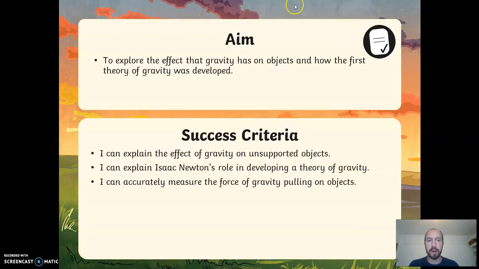Okay, so when you've finished everything, maybe don't worry about this last success criteria, but you can evaluate how well you've done today on these two success criteria. You can reflect on these. Can you explain the effect of gravity on unsupported objects? And can you explain Sir Isaac Newton's role in developing a theory of gravity? That will depend on how well you did on the reading comprehension.